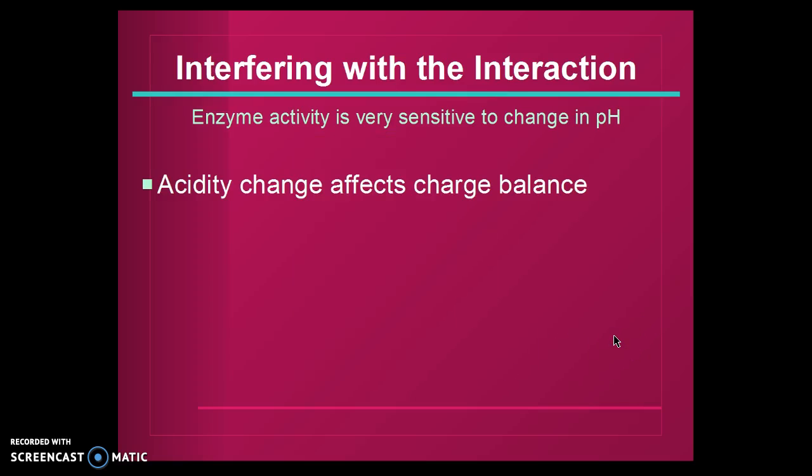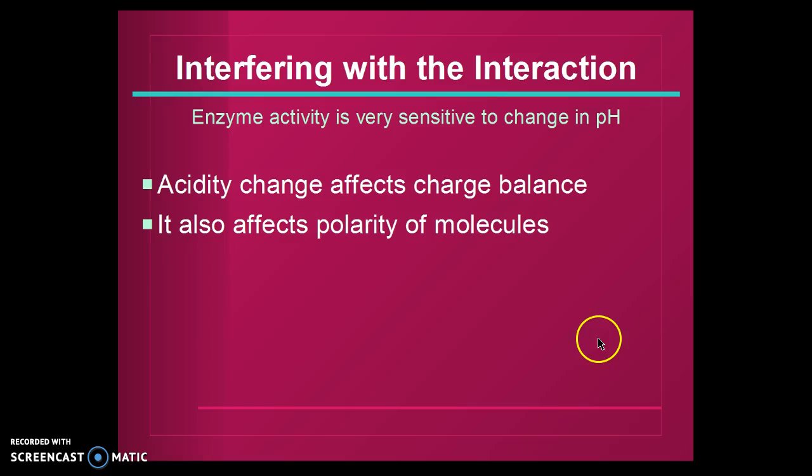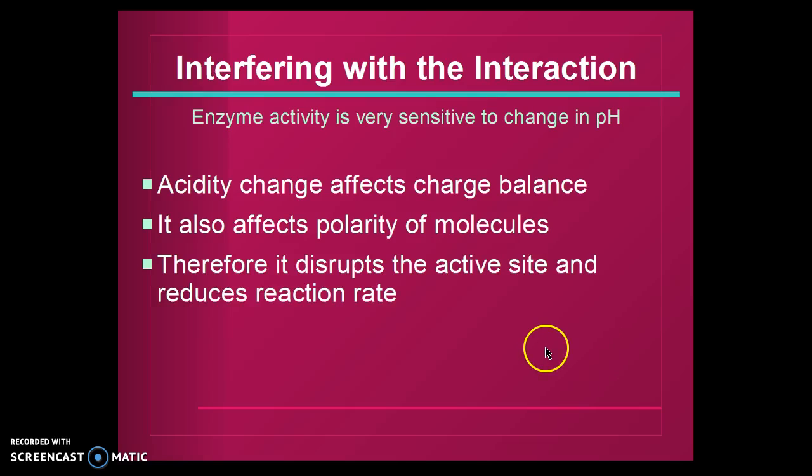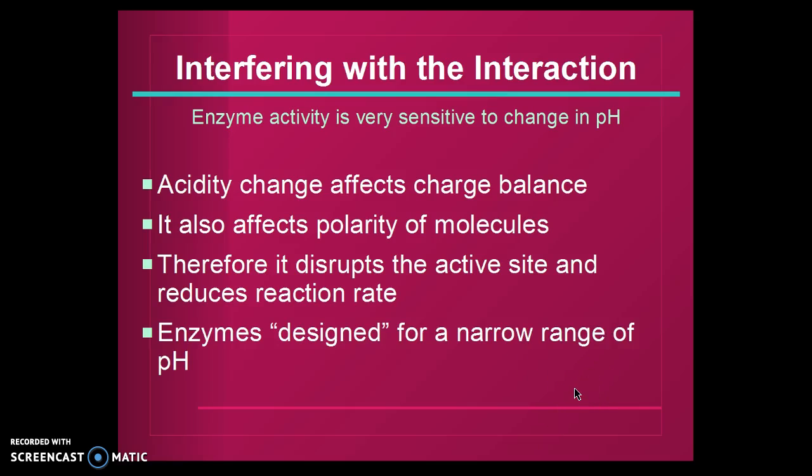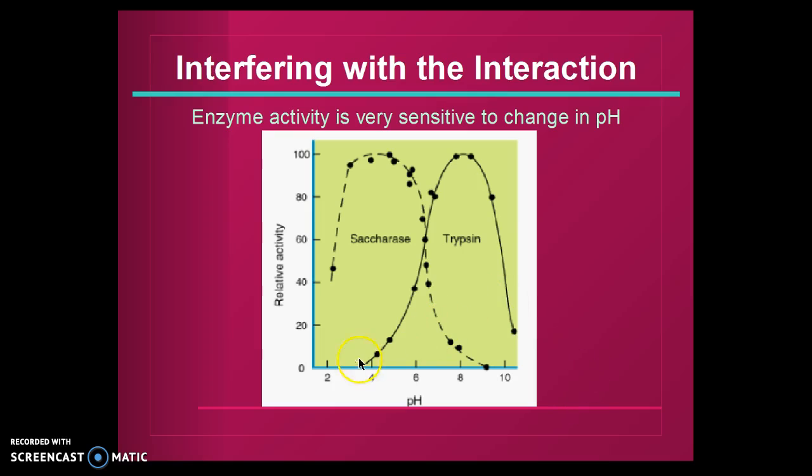Acidity changes also affect the charge balance. It affects the polarity of molecules. So pH changes can really rack up an enzyme interaction. It disrupts the active site and reduces the reaction rate. Enzymes appear to be designed for a narrow range of pH. They will not function outside that pH range. This gives you an idea for 2 of these, what the pH versus activity is.